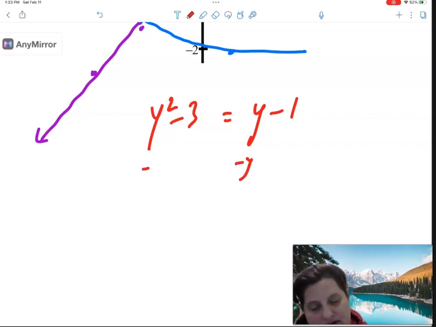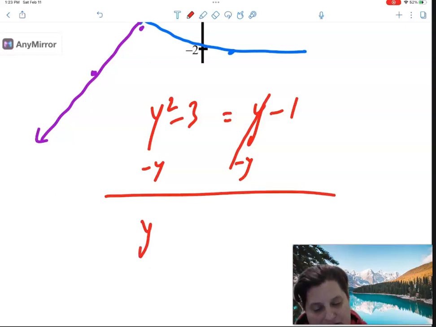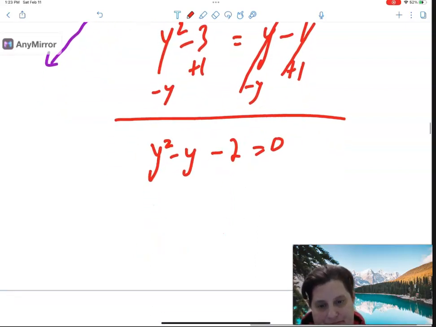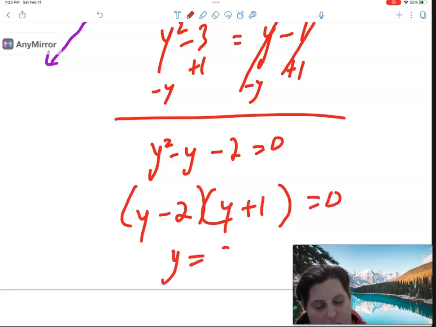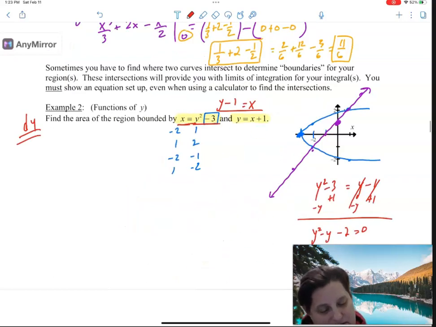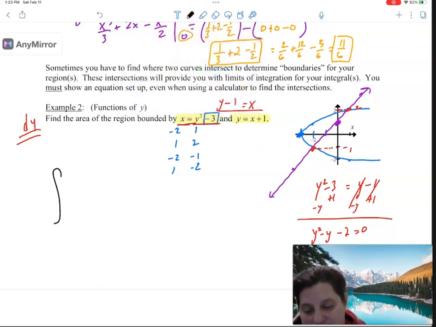Let me subtract this y over, so I get y squared minus y. Let me add this 1 over. Minus 2 is 0. I'm going to factor this into y minus 2 times y plus 1, and I get y is 2 and negative 1. Let's see if that makes sense. Does it seem to cross at a y-coordinate of negative 1? And does it seem to cross at a y-coordinate of 2? And it does.